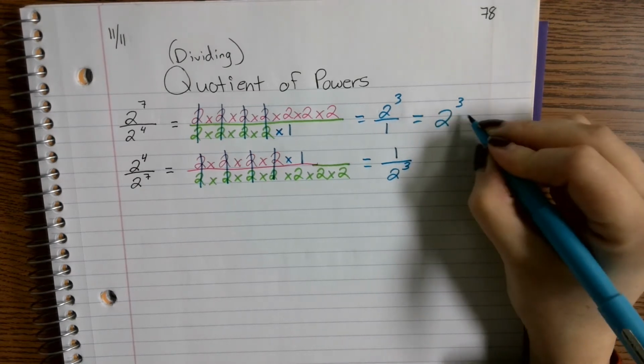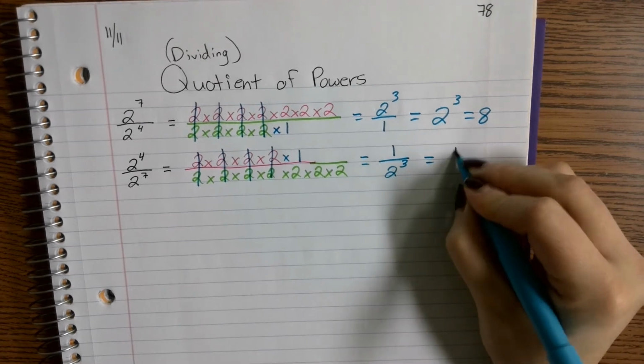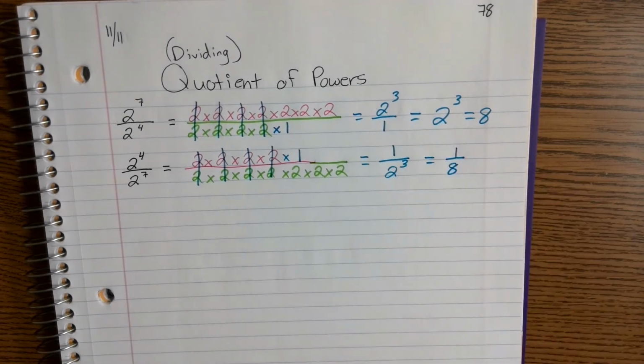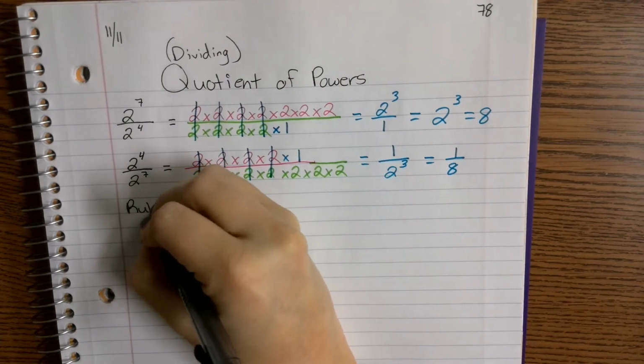Okay, and just like 2 to the 3rd power was equal to 8, 1 over 2 to the 3rd power would be equal to 1 over 8. Okay, but it just gives you an idea of what's happening here. So just like with product of powers, we added our exponents. What is quotient of powers having us do? Subtracting them. Good.